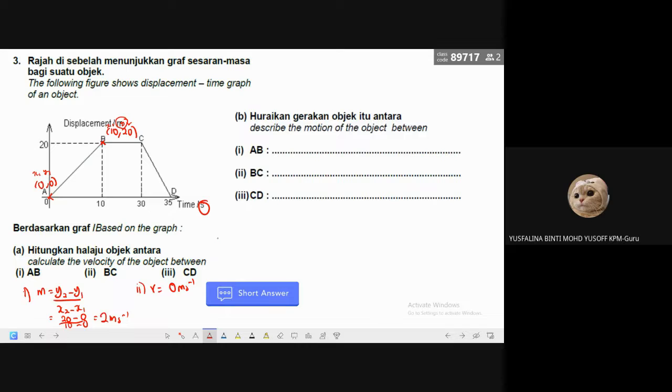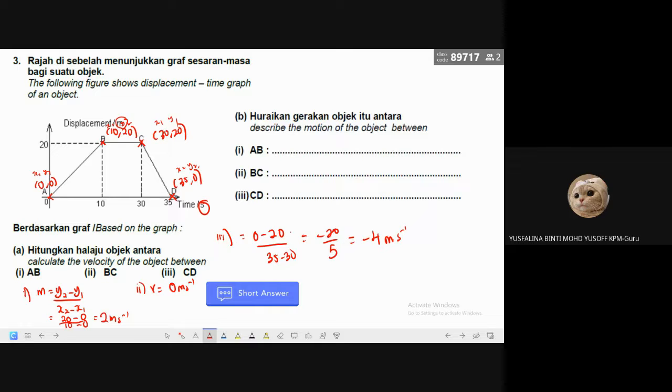For number 3, CD. Let's say I take this point and this point. Find the gradient, so you have to have 2 points here. C is 30, 20, and this one is 35, 0. Read the coordinates, then use the formula, y2 minus y1 over x2 minus x1. So 0 minus 20 divided by 35 minus 30, so negative 20 over 5. You will get negative 4 ms negative 1.